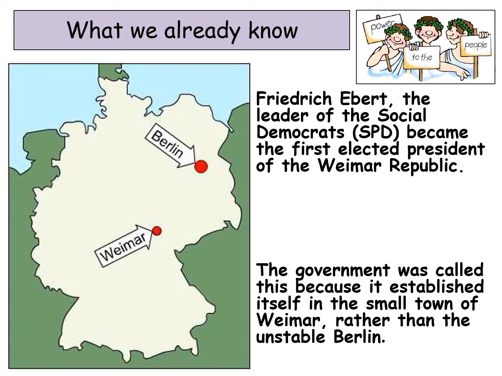Friedrich Ebert, the leader of the Social Democrats, or the SPD, became the very first ever elected president of this new republic, and the government was basically called the Weimar Republic because of the small town that it was established in, which, remember, was a good distance away from Berlin, so a good distance away where they would be nice and safe.